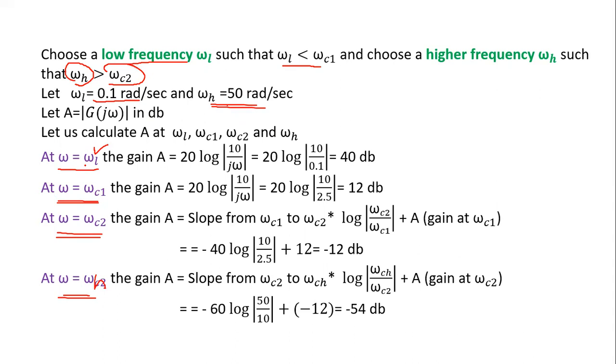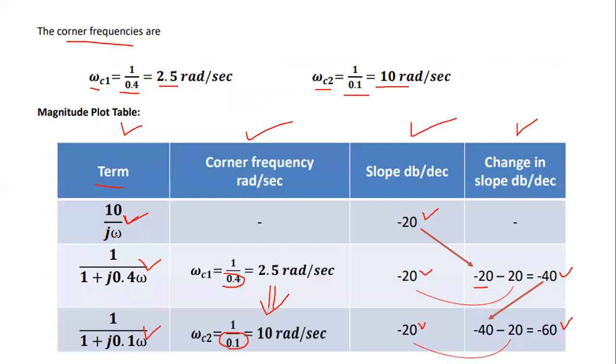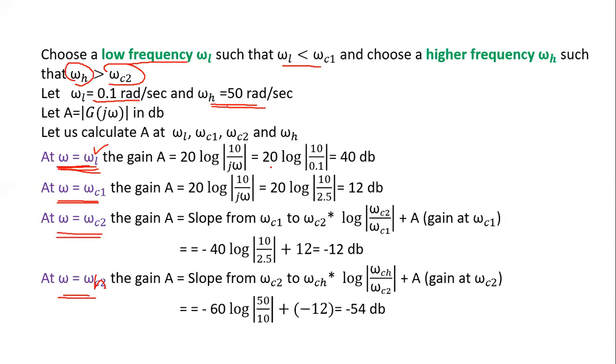Once we know the gain, if we calculate it and draw the plot, that is called the magnitude plot. First, coming to the gain at omega equal to omega L, that is at the lower corner frequency. For this, we directly take 20 log of the first term in the table. The first term is 10 by j omega, so the gain is 20 log of the magnitude of 10 by j omega. The omega value is 0.1. If we substitute, it is 20 log of 10 by 0.1, and we get 40 decibels.